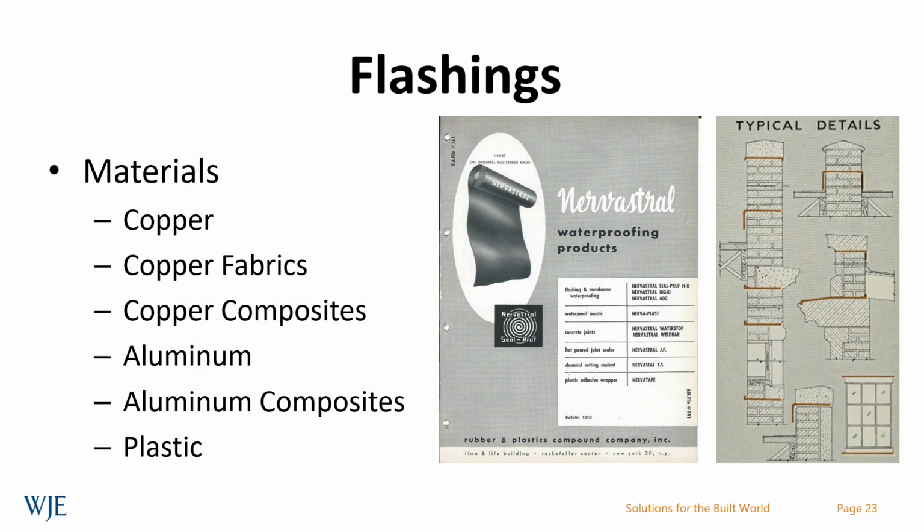As we've seen previously, during this time period, flashings were beginning to be introduced into the system because there was a greater understanding that there was more need for water management than had been the case with mass masonry wall assemblies. Flashing materials early in the period included copper, copper fabrics, copper composites, aluminum composites, and plastics. Here we see an example of Nervastral, which was very commonly used during this time period, which is plastic, and some details that were included in the literature provided by the flashing manufacturers.